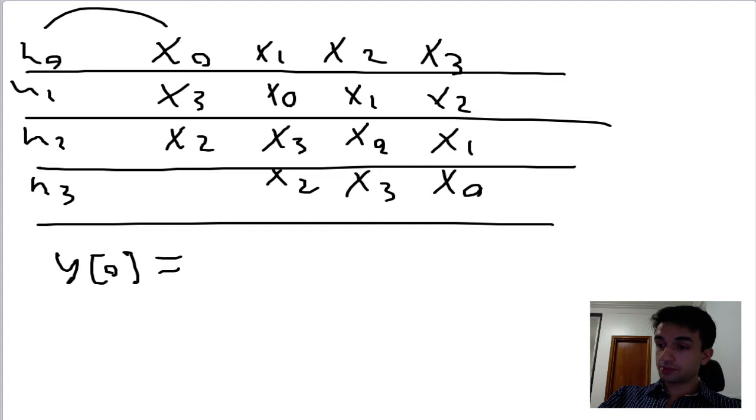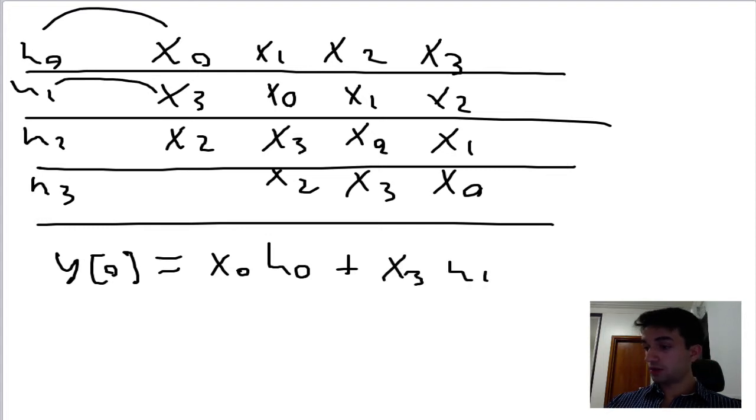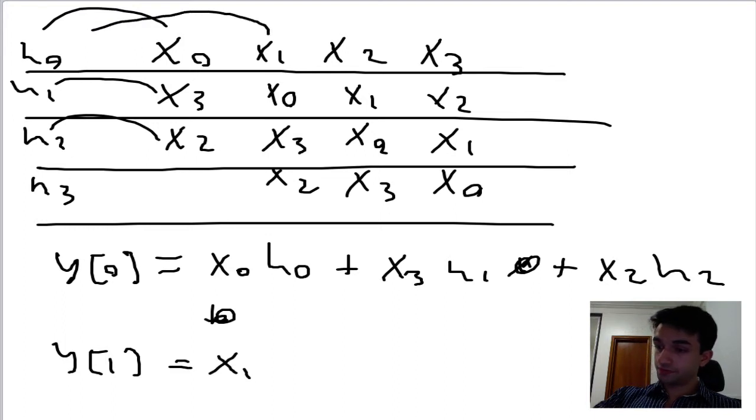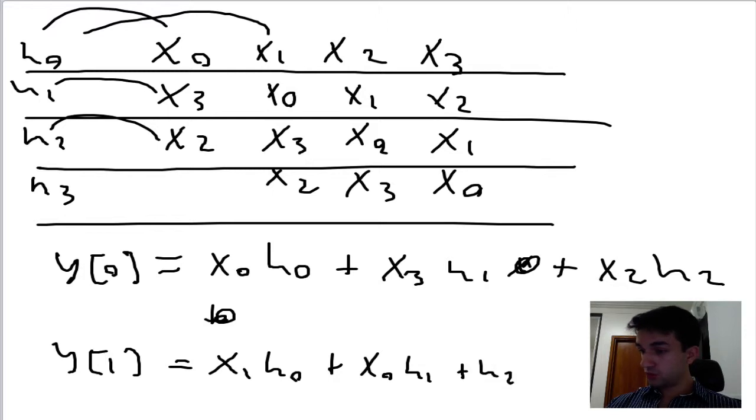y0 is, remember from our explanation, x0 h0 plus x3 h1 plus x2 h2 plus... sorry, that's it. y1 is x1 h0 plus x0 h1 plus x3 h2 plus x2 h3. Okay, so note y1 and the other ones, y2 and y3, all of them have 4 partials in the summation.